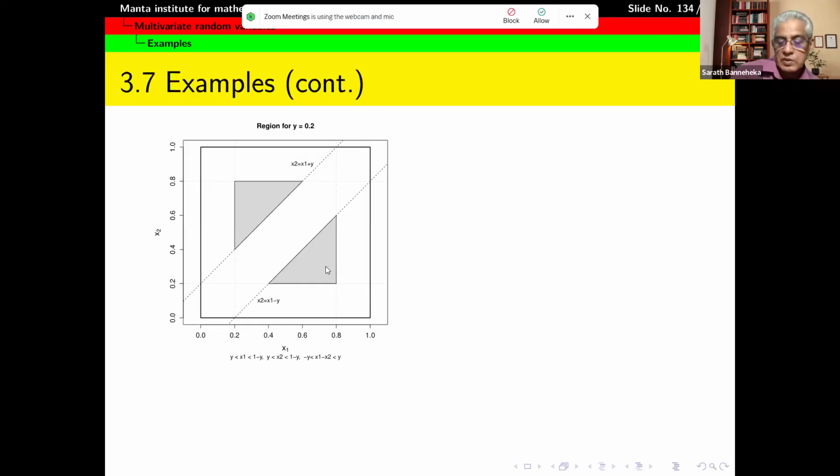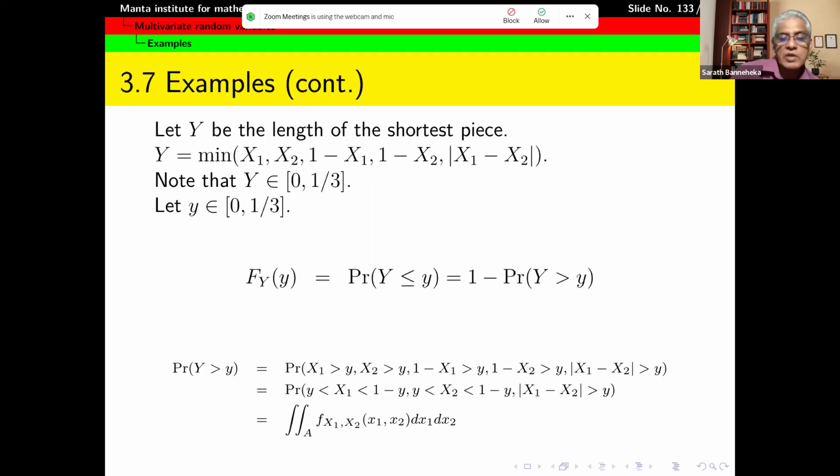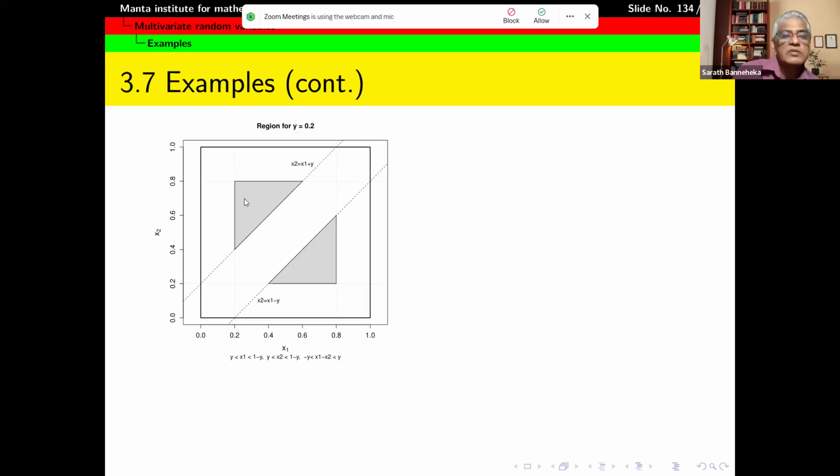This condition has to be satisfied for x1 minus x2. So that is this area and this area, with the intersection of the other two previous conditions. Therefore, what we want to do is integrate one, the uniform joint density, over this area and this area. So again, in that case, we don't actually have to integrate.